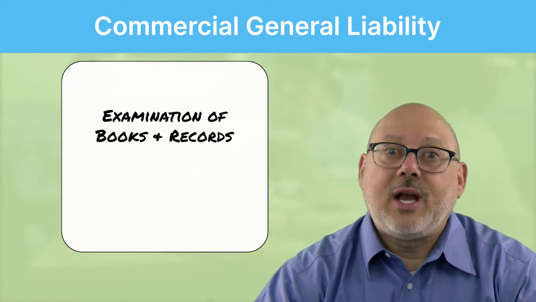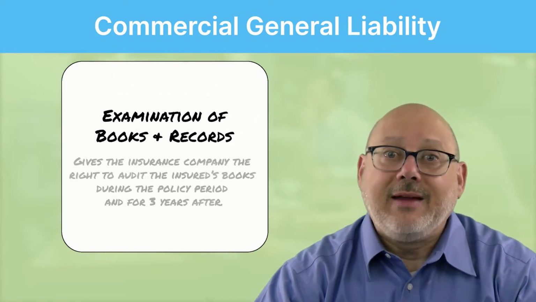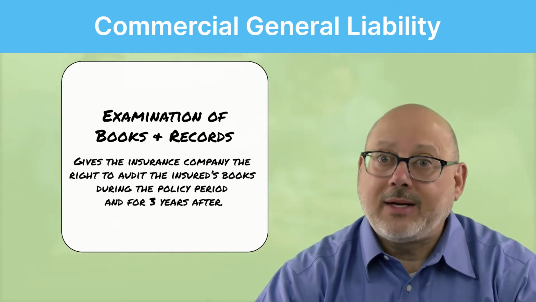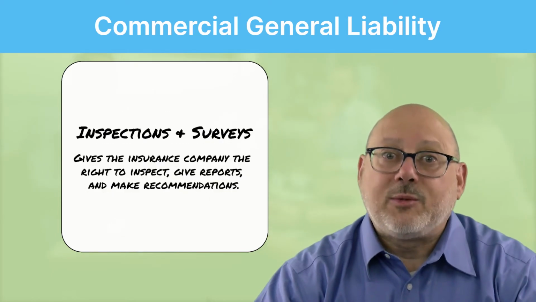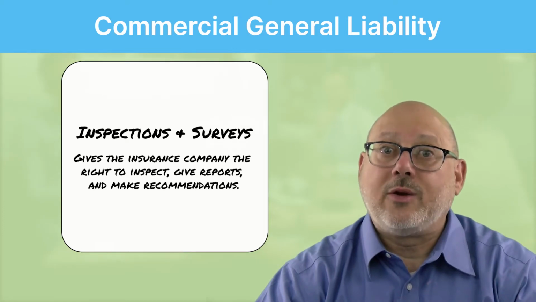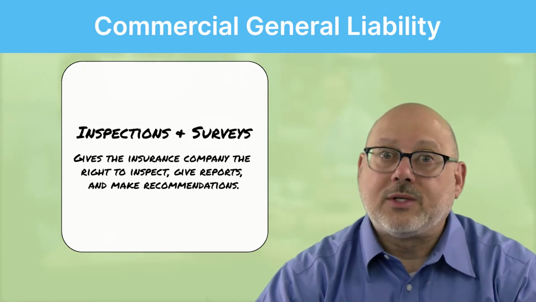The examination of books and records condition gives the insurance company the right to audit the insured's books during the policy period and for 3 years after. And the inspections and surveys condition gives the insurance company the right to inspect, give reports, and make recommendations.